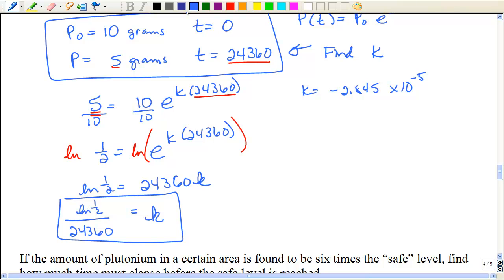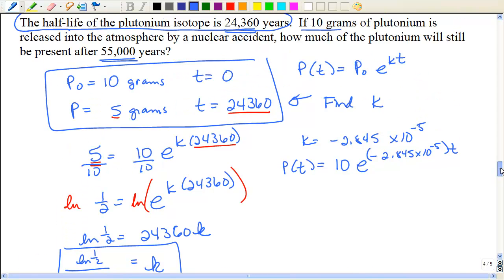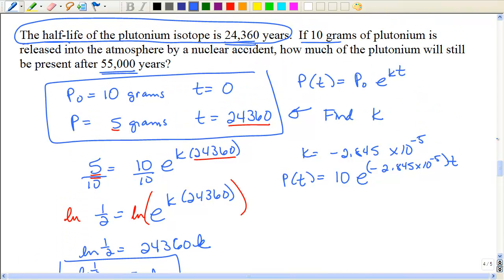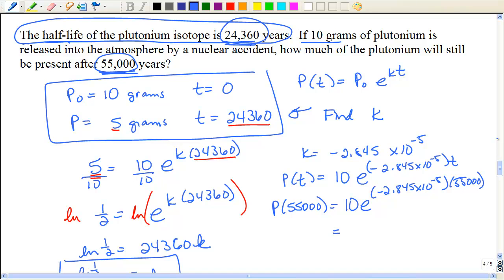All right, so my model would be P of T equals P naught, which is 10, e to the K times T power. Right, and I believe the question asked how much of the plutonium will still be present after 55,000 years. So that's T. So I want to evaluate this at 55,000. Now if it took 24,000 plus years to get down to 5 grams, we should have a lot less in 55,000 years. So carefully punching all of that into the calculator.